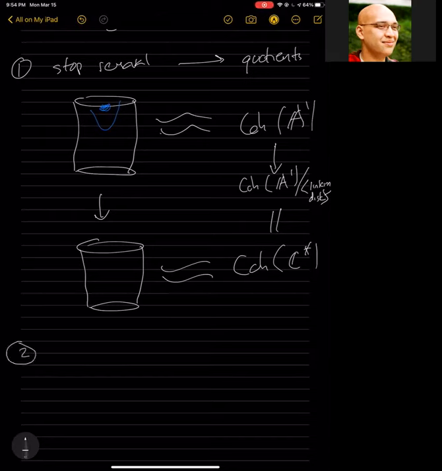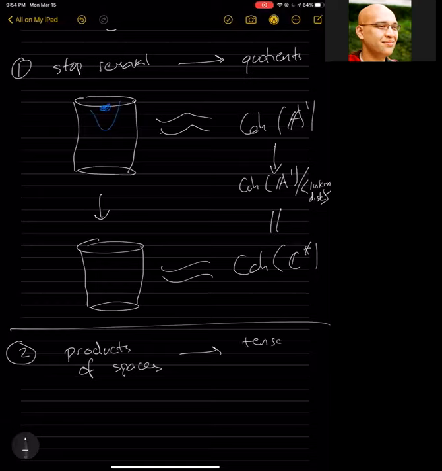So that's principle one. The next thing is that products of spaces, this one should not be so surprising, goes to some kind of tensor product of categories. So there's some kind of Künneth formula.